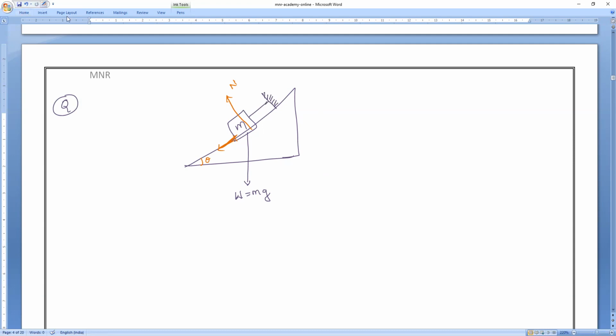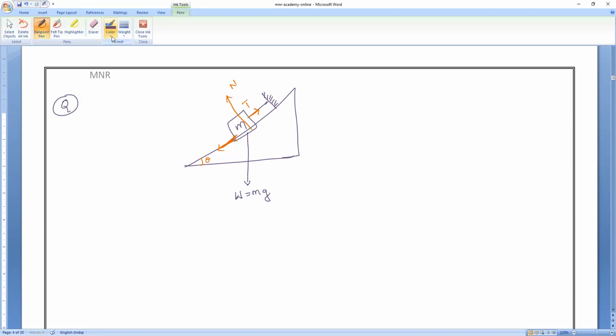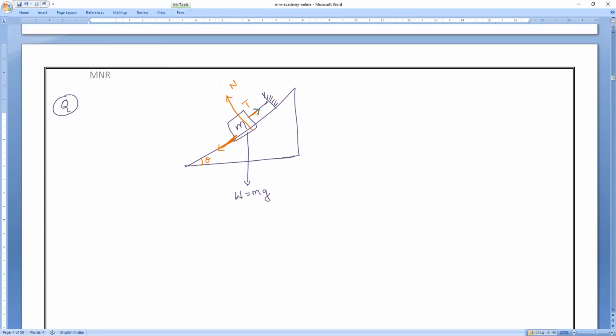Then the tension which is going away from it, we'll consider as T. That is what you have to remember. Now, this is my body, and we are all very familiar with this. As it is, mg is the resultant force.